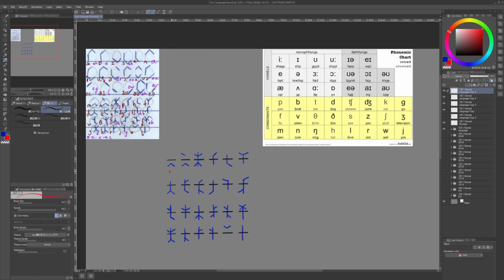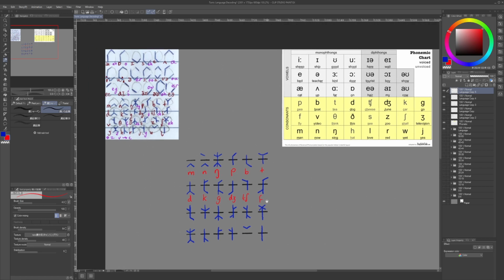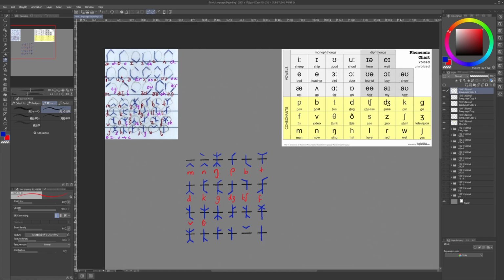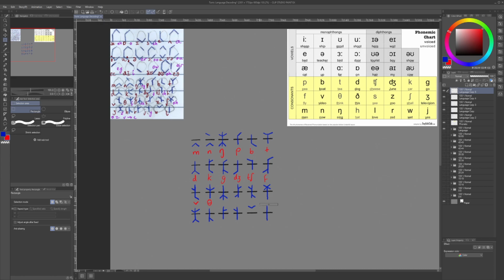So let's just make sure we got M, N, Ng, always known as elephant to me, P, B, plosives, T, not a plosive, D, K, G, this is a D, Z, this is a T, integral sign, it's an F, it's not how I actually write my F's, but keep it consistent I suppose, theta, it's not how I do my thetas either, but the delta, I think we should move this down a bit.